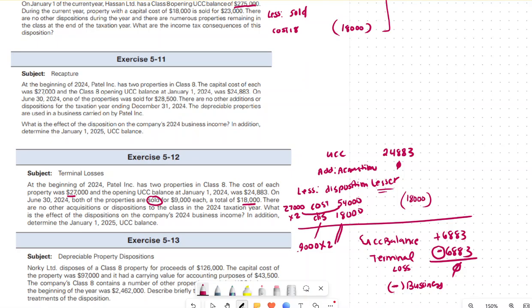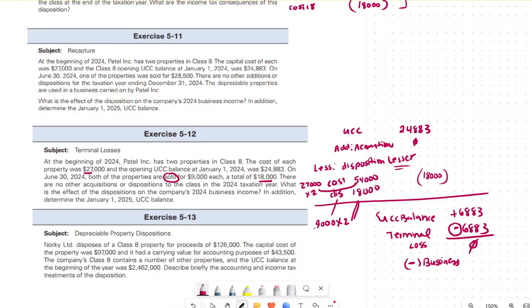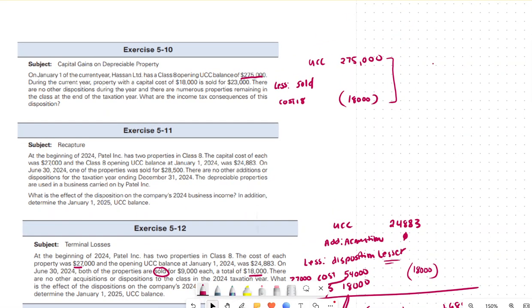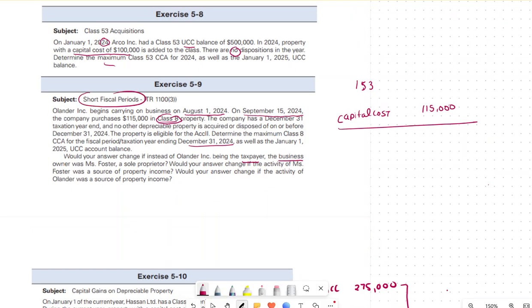I'm going to be finished here. We showed you how to do CCA. We showed you how to calculate capital gain. We showed you how to do taxable capital gain. We showed you how to do a short year and some of the CCA. So you can do more questions at the back of the chapter.